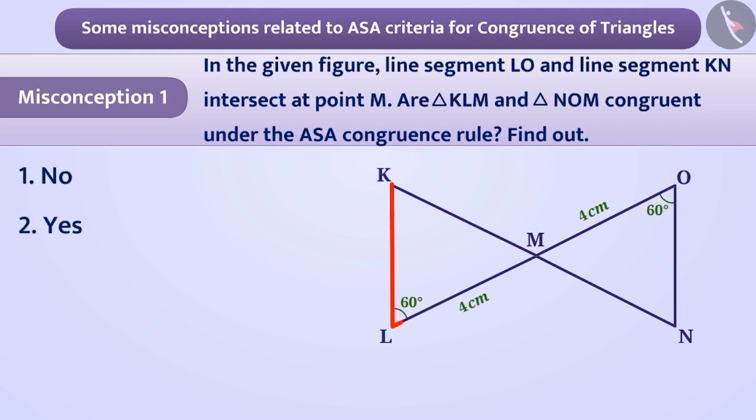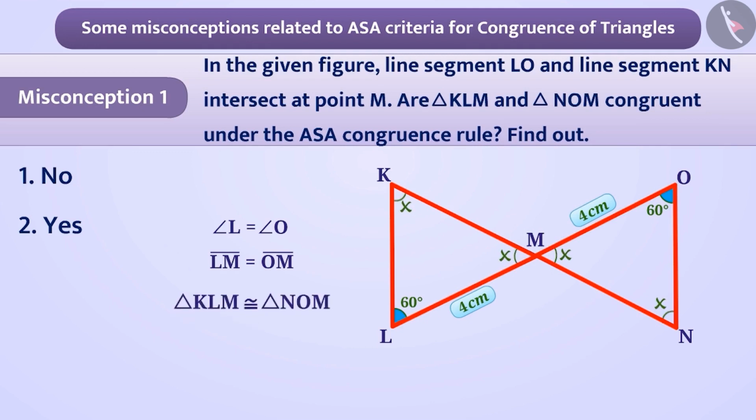In the given figure, one angle of triangle KLM and triangle NOM are equal. That is, angle L is equal to angle O. And the sides of both triangles are also equal. That is, LM is equal to OM. But since the measurement of the other angles are not shown, some students believe that triangle KLM and triangle NOM are not congruent under the ASA congruence rule. But this is a wrong assumption. Therefore, option 1 is the wrong answer.